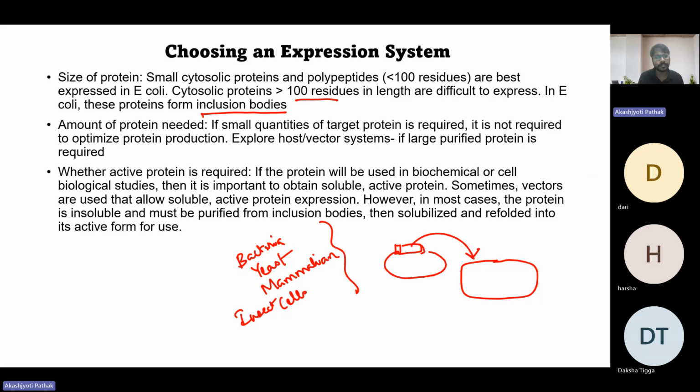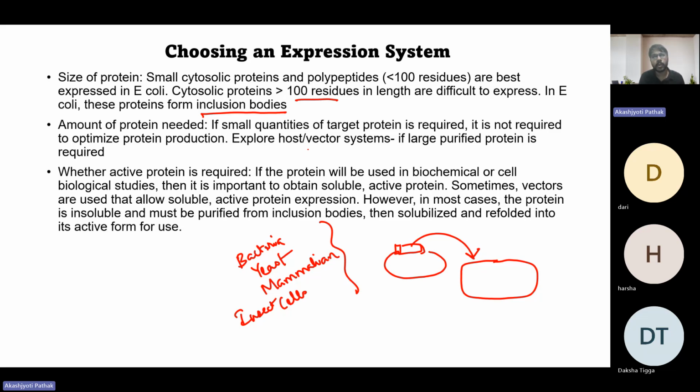Now, what is the amount of protein that is needed? That will also determine which expression system I have to use. If small quantities of target protein are required, it is not necessary to optimize protein production. But if a large quantity of protein is required, then we have to try different host vector systems.